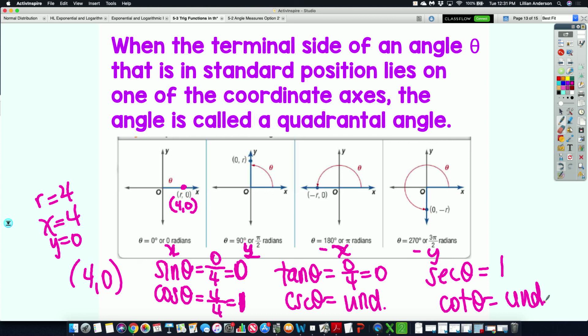So when it comes to quadrantal angles, like how I've just shown you here, you just have to make sure that you're careful and you remember sine is which over which. And you also have to remember that the ordered pair that's given to you, that value is also your r.